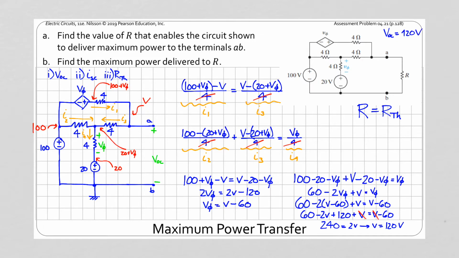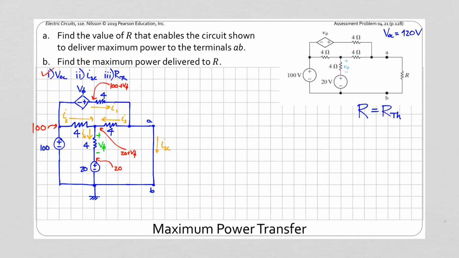And I found VOC. The next step is to redraw the circuit to find the short circuit current, ISC. We'll use pretty much the same circuit, except here we have a short circuit, a wire connecting terminals A and B, and we're measuring the short circuit current in this case. We see that with I1 flowing in, some of I1 will go to I3, some of that current will go as the I short circuit. So we can go ahead and write nodal equations again.